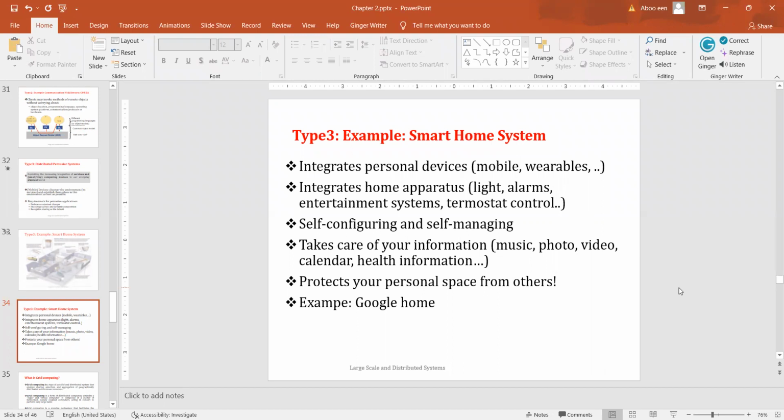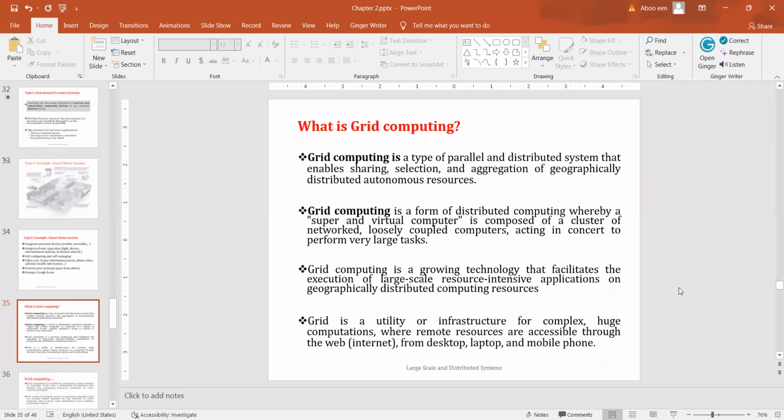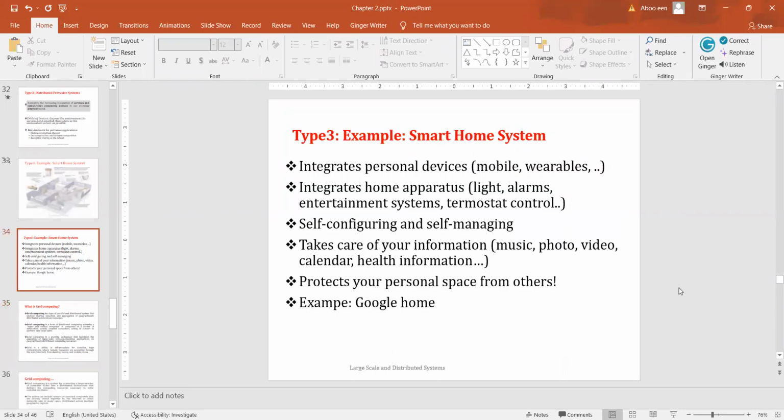Okay, with that, we will move into the next part of today's session. That is grid computing. Any idea about this grid computing?